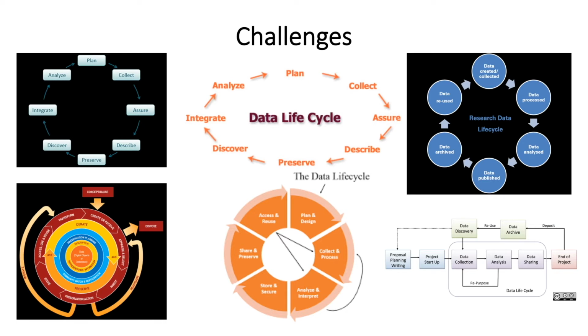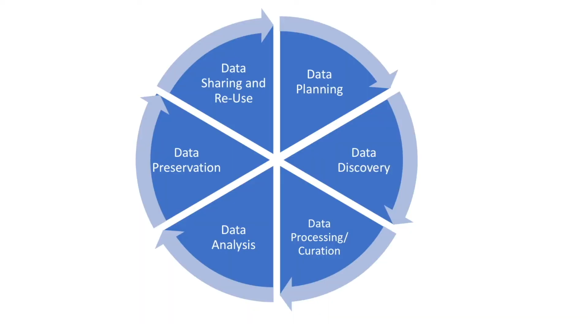Now, there are multiple life cycles available. What you see on the screen are multiple research data life cycles from different organizations, but after reviewing multiple models, they essentially share similar steps. The following data lifecycle stages are found most commonly: data planning, data discovery, data process and curation, data analysis, data preservation, data sharing, and reuse.